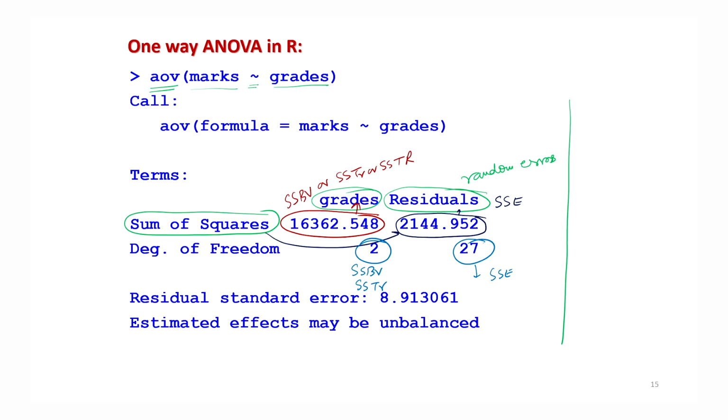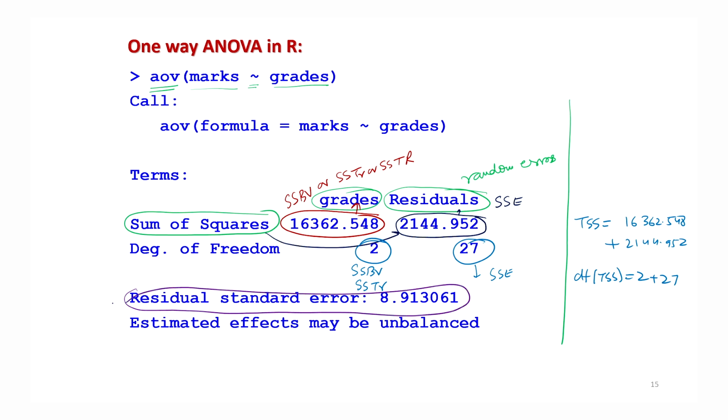So in case you want to find the TSS, the total sum of squares, then this can be obtained as 16362.548 plus 2144.952, and the degrees of freedom of TSS will be 2 plus 27, right? And now it is giving you in this row the residual standard error, which is 8.913061. So this is the value of the square root of S square, that is the value of the standard error, the estimated value of sigma.